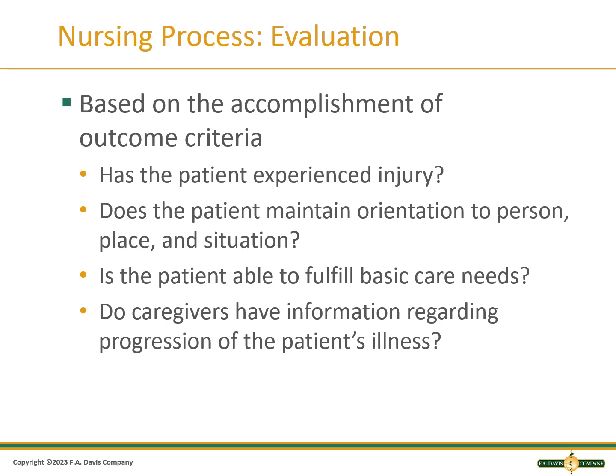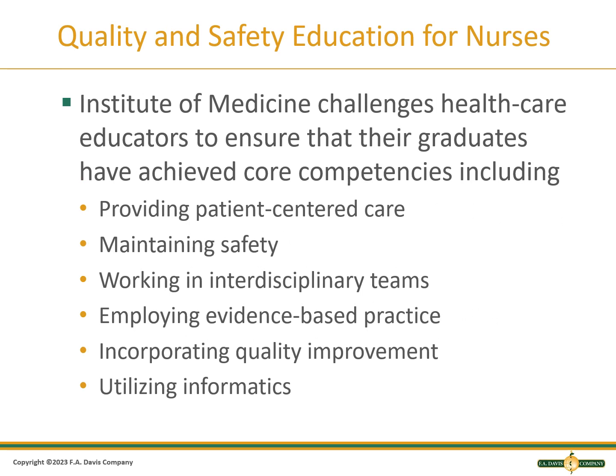Evaluating: we want to make sure that there's no injury. Can we maintain orientation? Can they fill their basic needs? And do caregivers have information that they need on the progression of the illness? Many families will ask the question, well, when are they going to get better? And it's hard for families to understand that this is not going to get better.